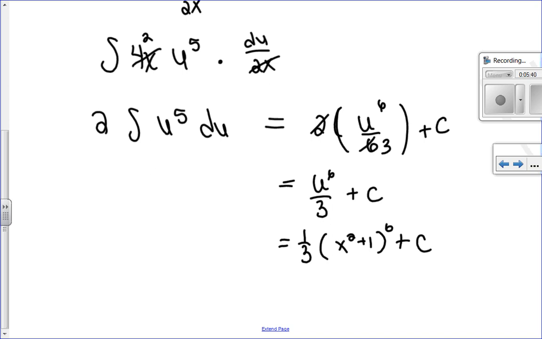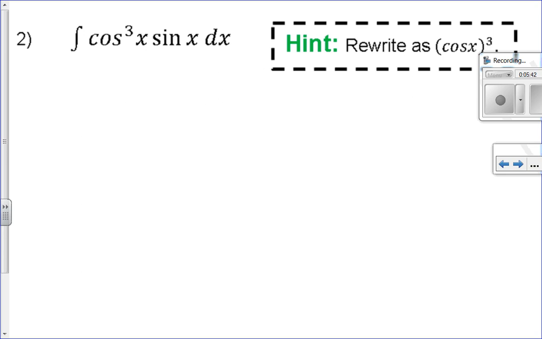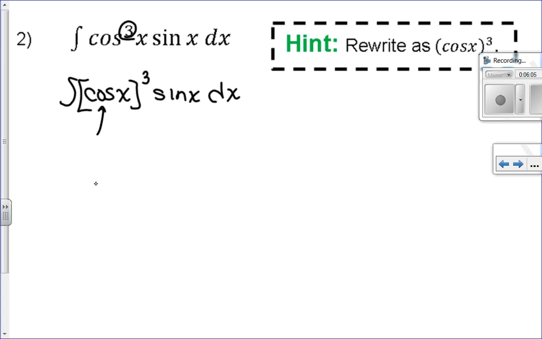Okay, let's try another one. I have the integral of cos cubed x sine x dx. And I have a hint there. Remember, anytime we have a number here, it means it's an exponent. It really means cos of x, all cubed, times sine of x. And when I write it that way, I can see what my inside function is. My inside function is just cos x.